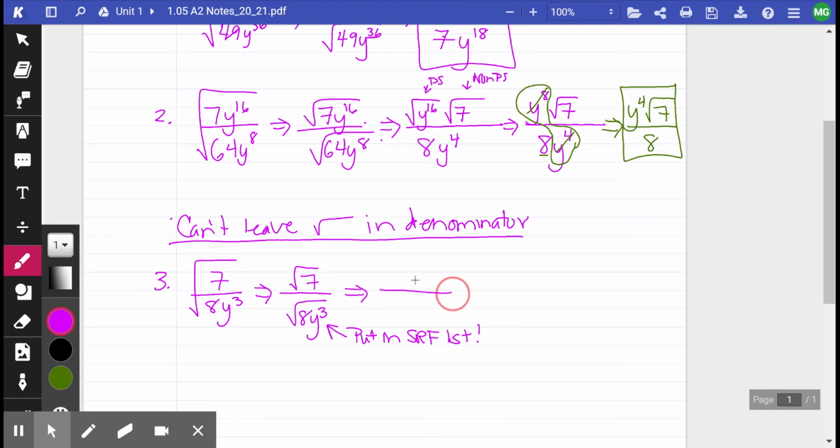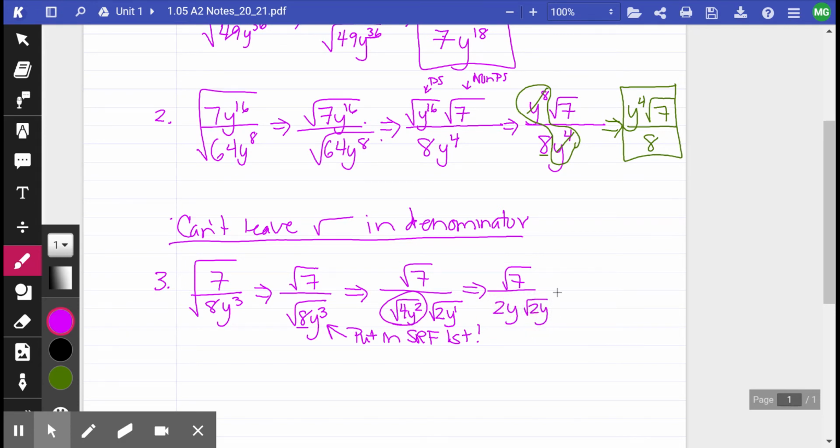So to do that, I'm going to set up my two radicals, take my largest perfect square from 8, which is 4 times 2, and then y to the third, I want to take out my largest perfect square there, so it's the largest even number before 3, which is 2. And then y to the second times y to the first gives me y to the third. Now I have the square root of 7 over the square root of 4y squared, which is 2y times the square root of 2y.